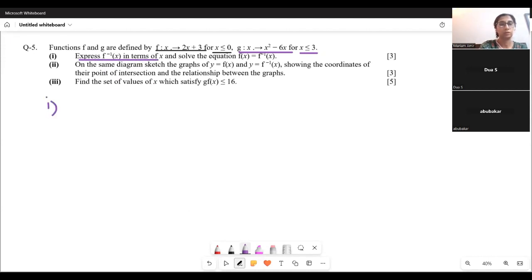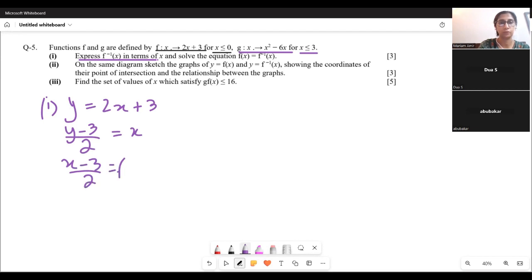For part 1, y equals 2x plus 3. So y minus 3 upon 2 equals x. So x minus 3 upon 2 is f inverse of x.